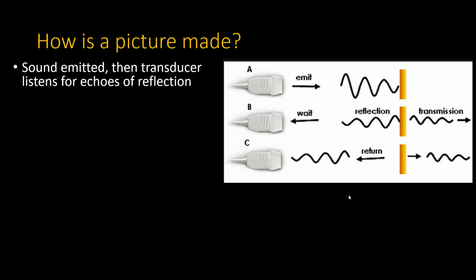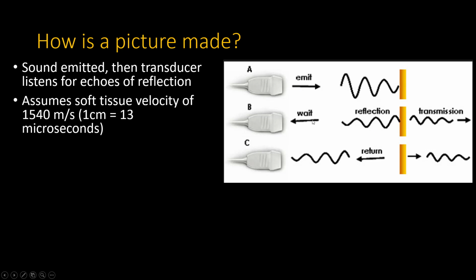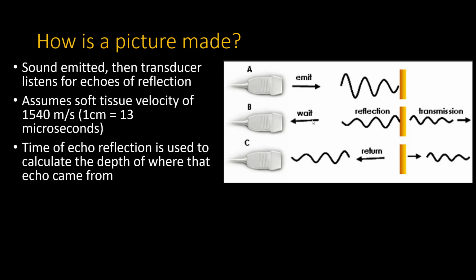So how is a picture made? Well, sound is emitted, then the transducer listens for an echo to come back. Emit a sound, wait, listen for sound. Most transducers assume the soft tissue velocity of sound is 1540 meters per second, which means it's going really fast. That's 1 centimeter in 13 microseconds.